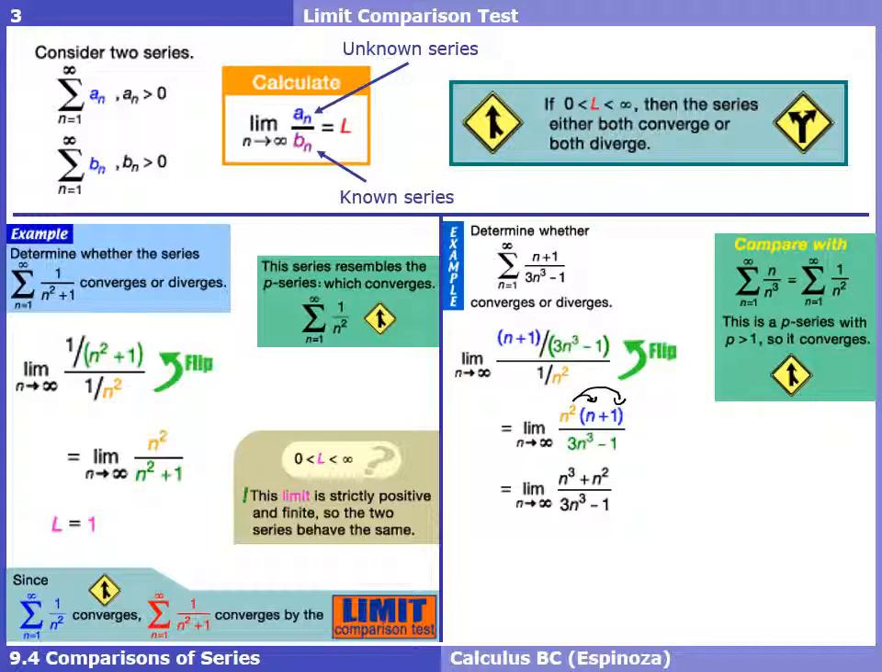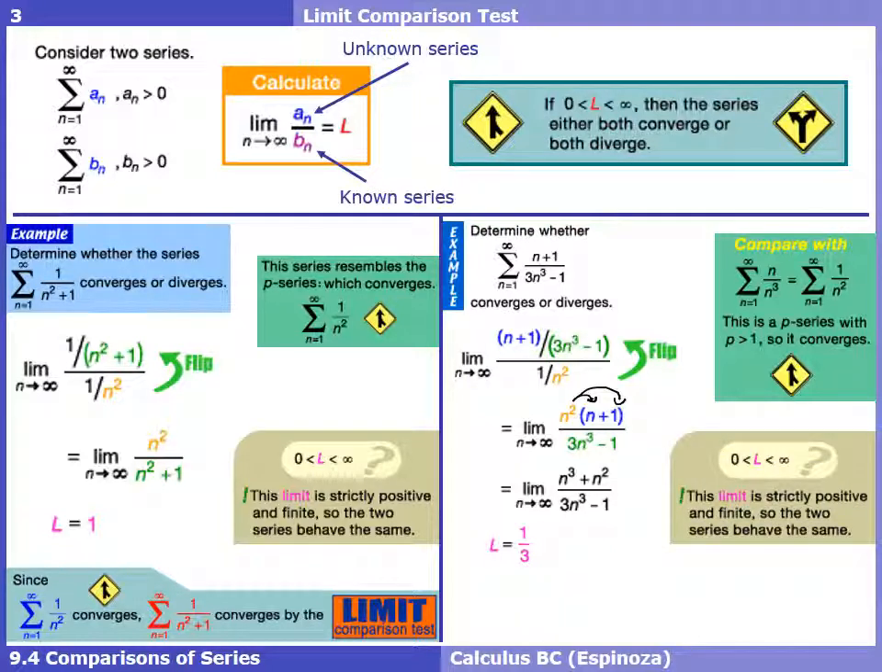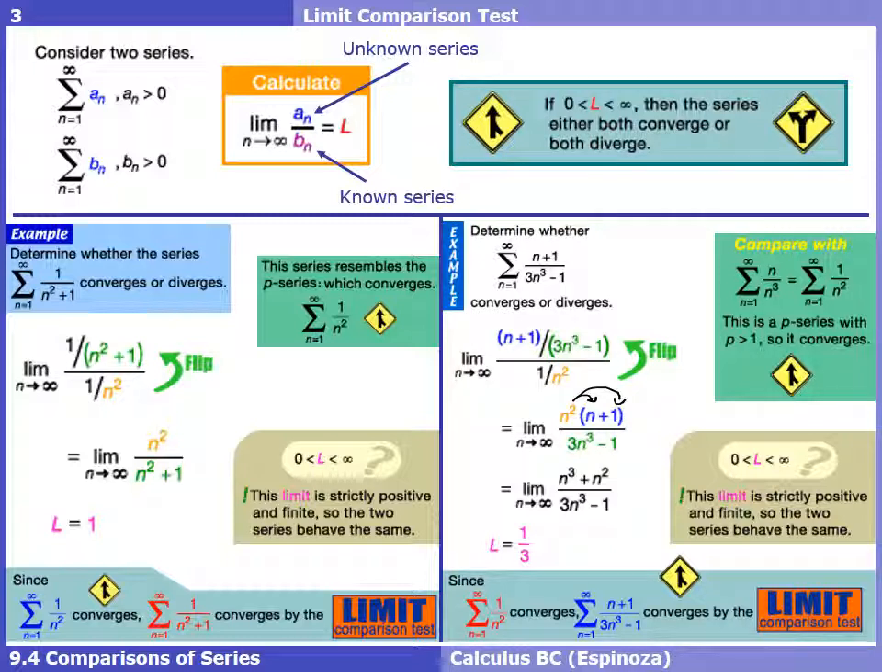So what is this limit equal to? Well, when we take this limit, we're just left with 1/3. And that's great, because that means both of these series behave the same way. Since the limit turns out to be a positive finite number, we know the series behave the same, so we can make a conclusion now. We can say that since our known series converges, our unknown series must also converge. And again, we're going to have to get into the habit of saying what test we use. So we're going to say that this unknown series converges by the limit comparison test.